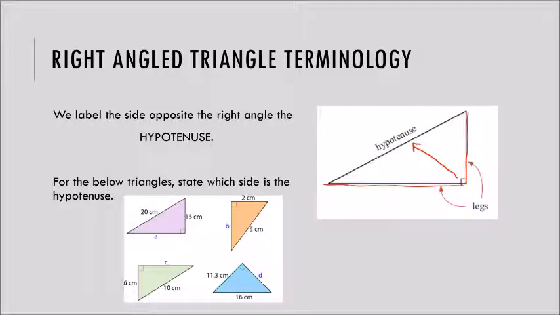So pause this video, have a think about it, and then once you're ready, press play. So the hypotenuse are the sides opposite the right angle, side opposite the right angle, side opposite the right angle, and here this one looks a little bit like an isosceles perhaps, but we have a right angle, so we know our hypotenuse is this side at the bottom.